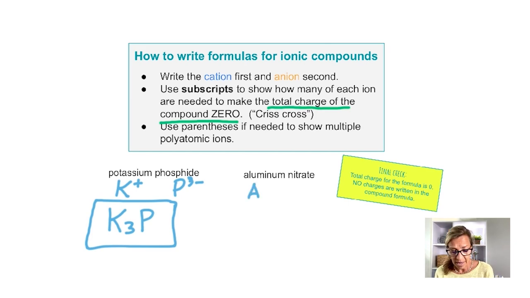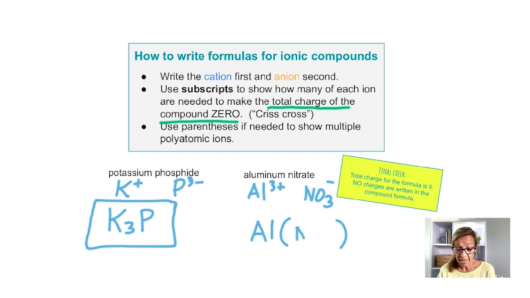Aluminum makes a 3+ ion, as do other elements in that group. And then nitrate is one of our polyatomics. So look that one up. NO3 has a -1 charge. Now, how many nitrates am I going to need to balance out that +3 aluminum? I'll need a total of 3. So 1 aluminum, and we will need 3 nitrates.